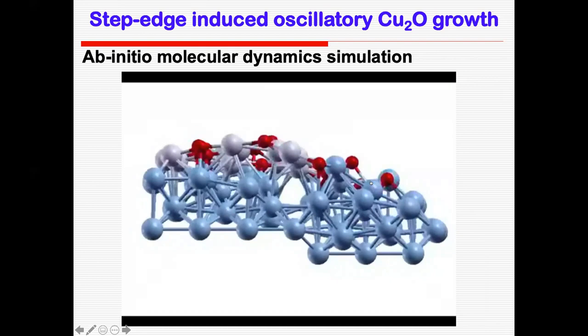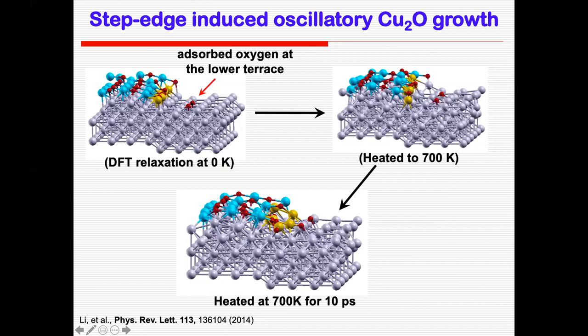If we look at individual snapshots, this is before heating, the DFT structure at zero Kelvin. So we have a chemisorbed oxygen on the lower terrace, and then we heat it up to 700 Kelvin. We start to see the reaction of chemisorbed oxygen with copper atoms in the oxide layer. This now shows the formation of bonds between copper and oxygen, where the copper is from the oxide layer. So this can cause the decomposition of the oxide on the upper terrace. This tells us that at the step edge, if we have chemisorbed oxygen, it can destabilize the oxide on the upper terrace.